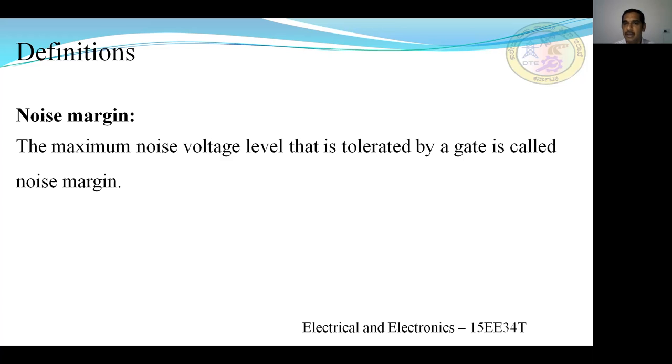So the output that we need will not come there. So that is the noise margin definition.